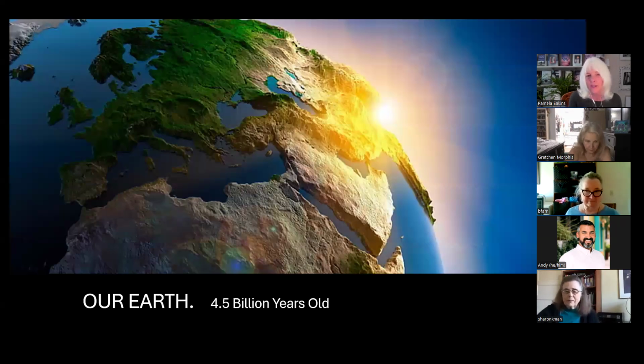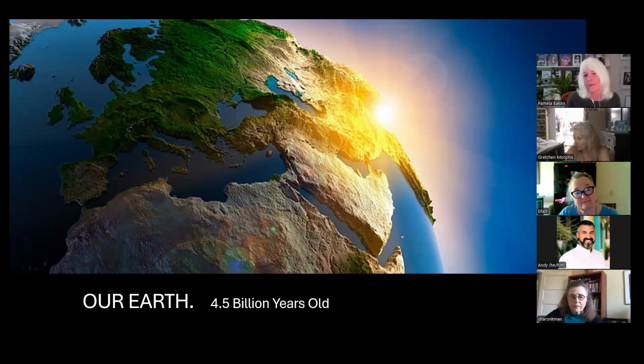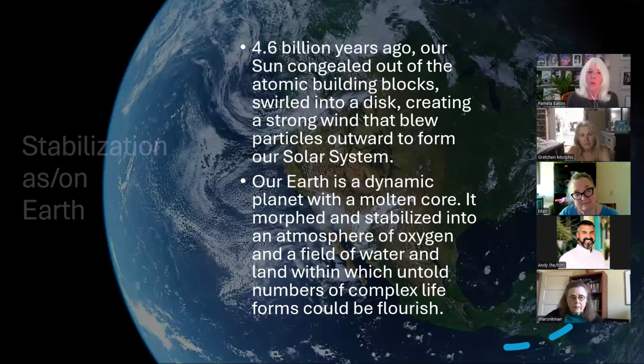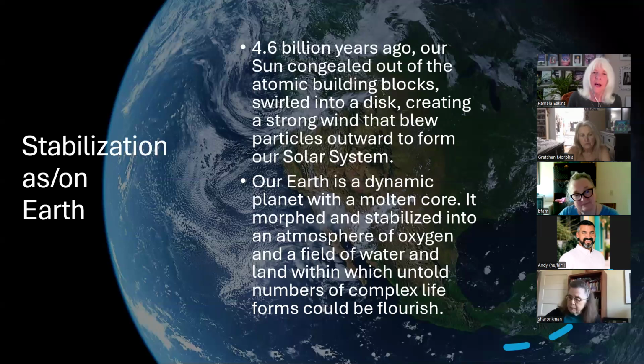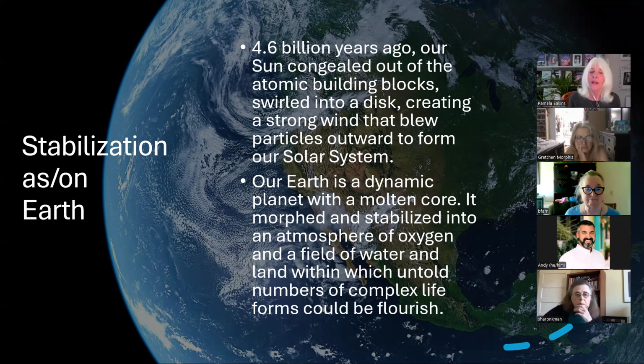Okay, and our Earth is 4.5 billion years old. And Earth was born when the sun was born, because the Earth spun off with the energy. Okay, 4.6 billion years ago, our sun congealed out of the atomic building blocks, swirled into a disk, created a strong wind that blew particles outward to form our solar system, moving around the sun. Our Earth then is a dynamic planet. It's dynamic, but the dynamism is stabilized.